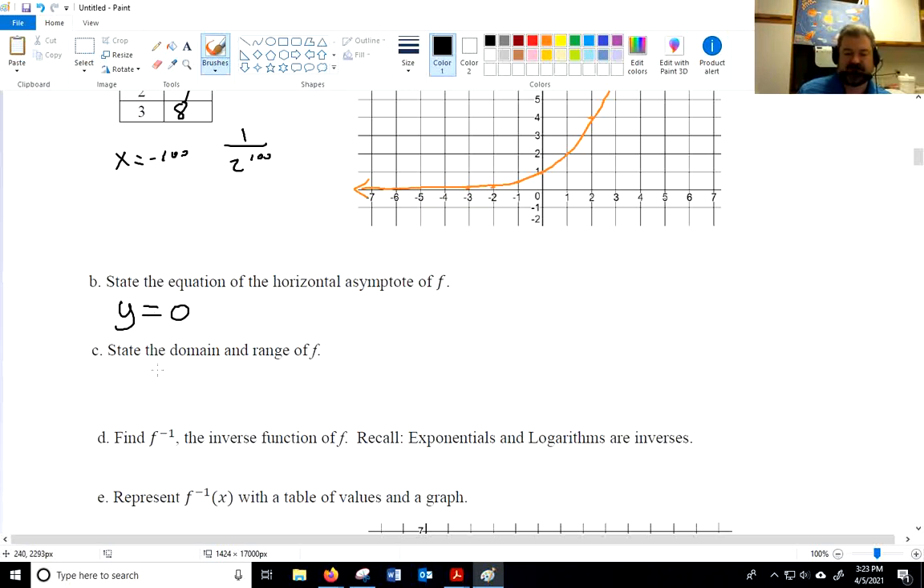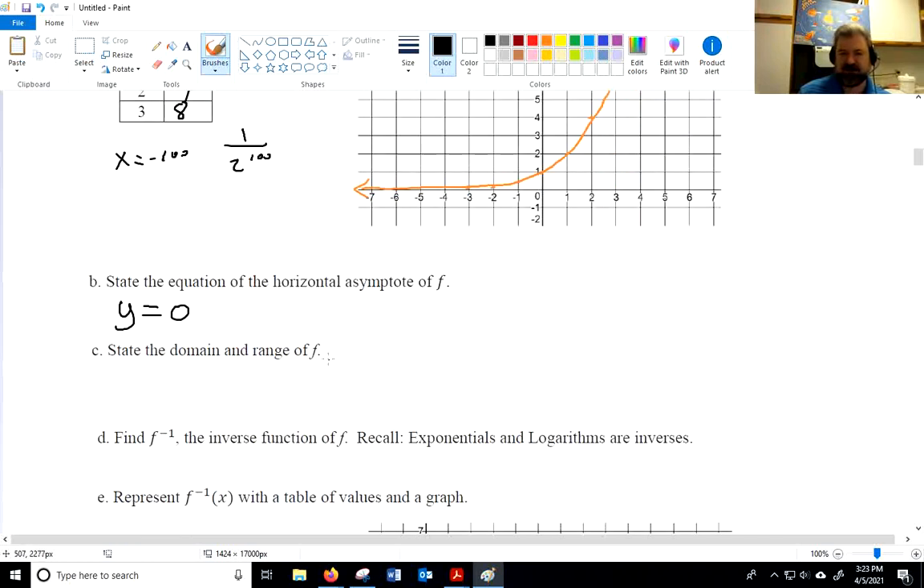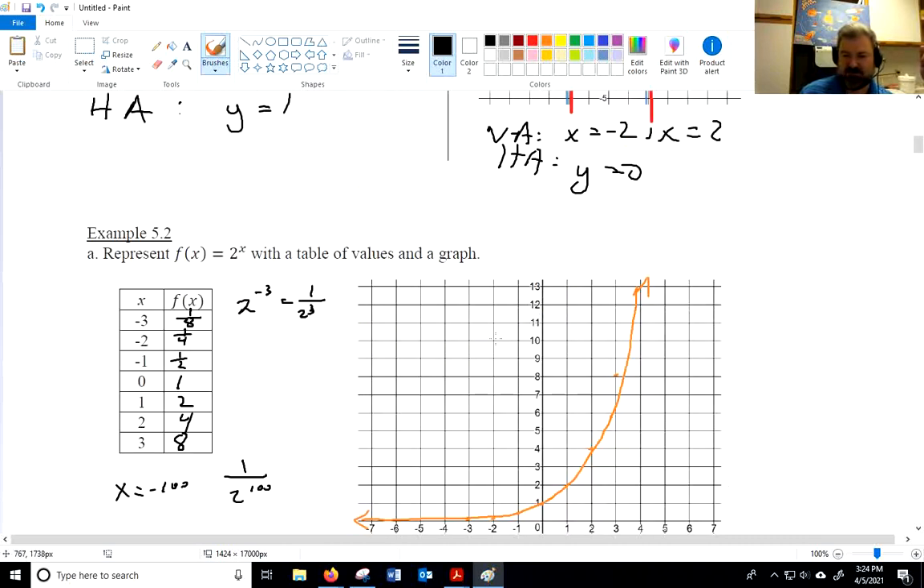So can we state the equation of the horizontal asymptote? Yes, we can. It's y equals 0. The domain, from the graph, you can see that this graph goes forever to the left, forever to the right. So it should make sense that our domain is all real numbers, or -infinity to infinity. That's my domain. But what about the range? Well, as we mentioned, it never actually reaches 0. So the range is just y greater than 0. Or in interval notation, we have a parenthesis around the 0, comma, infinity, because it's going up forever.